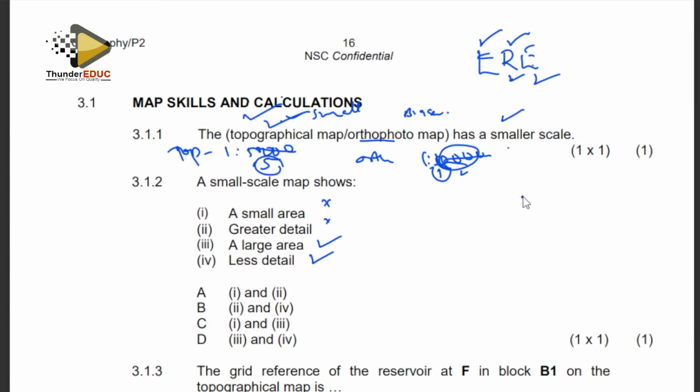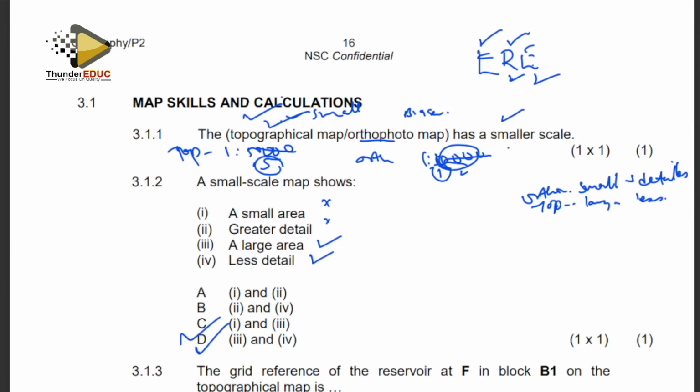You see the orthophoto map, please understand me. The orthophoto map shows a very small area but with a lot of details, whereas the topographic map shows a larger area but with less details. Remember, if it's covering a very large area, you have to use a very small scale to ensure that all that area is catered for. Okay, so the answer here is D, 3 and 4.